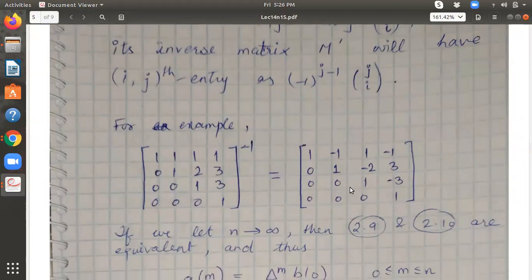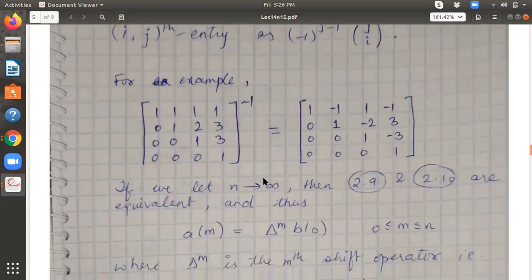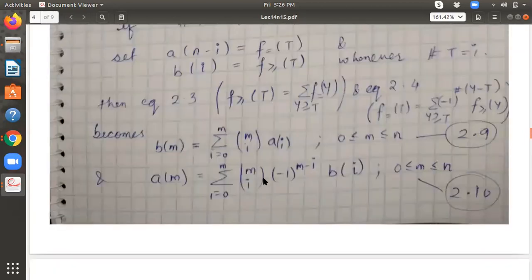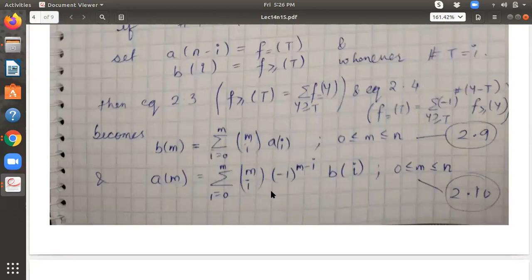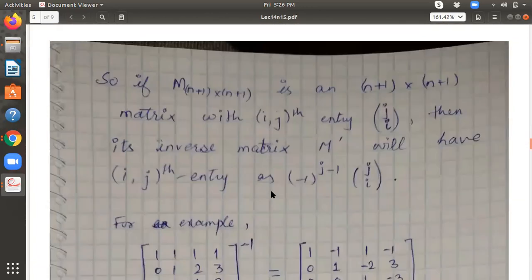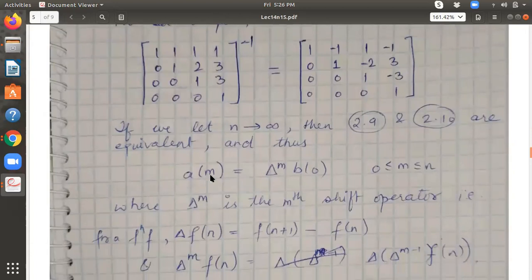So with this, if you let n tend to infinity here, then these two equations become equivalent, and what you get is that AM can be written as delta M of B0, where delta M is the mth shift operator, which means you apply the shift operator M times, or rather I should say difference operator, not the shift operator. This is what happens when you make notes in a hurry. So this is the difference operator.